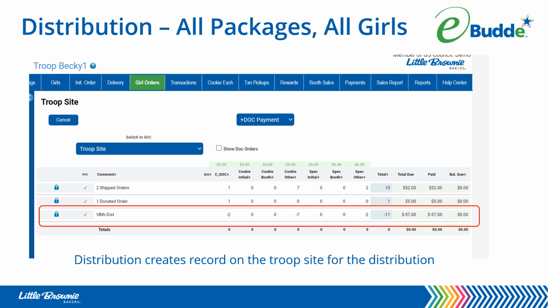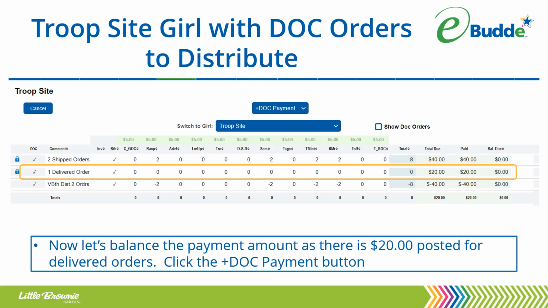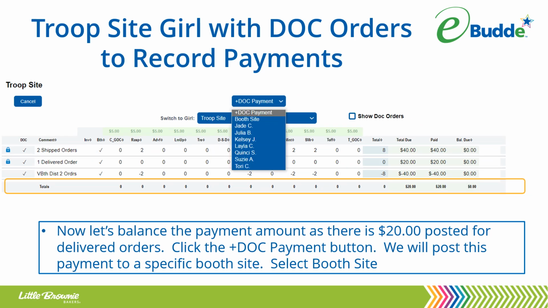Now that takes care of any direct shipped donated cookies. But what about the girl delivered cookie? Here you can see that your troop site has an order placed for girl delivery for $20. Since it's a girl delivery, it doesn't add those boxes to her total, it just records the payment. So click on the plus DOC payment button, and you can either select a Girl Scout from the list to receive the payment, or you can record the payment against one of your booth sites. So for this example, we're going to select the booth site.